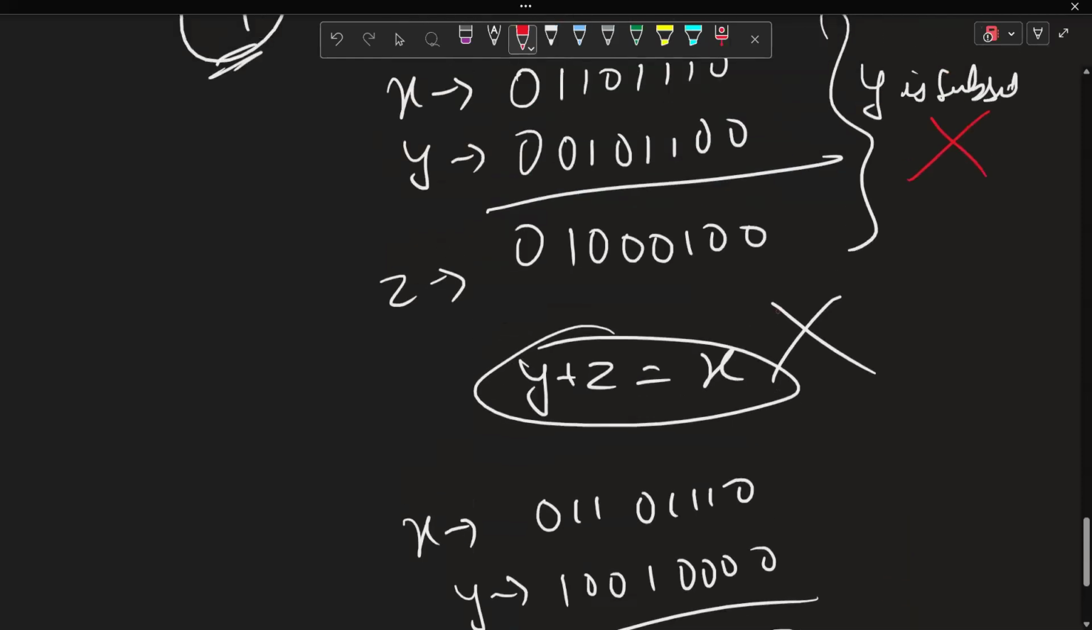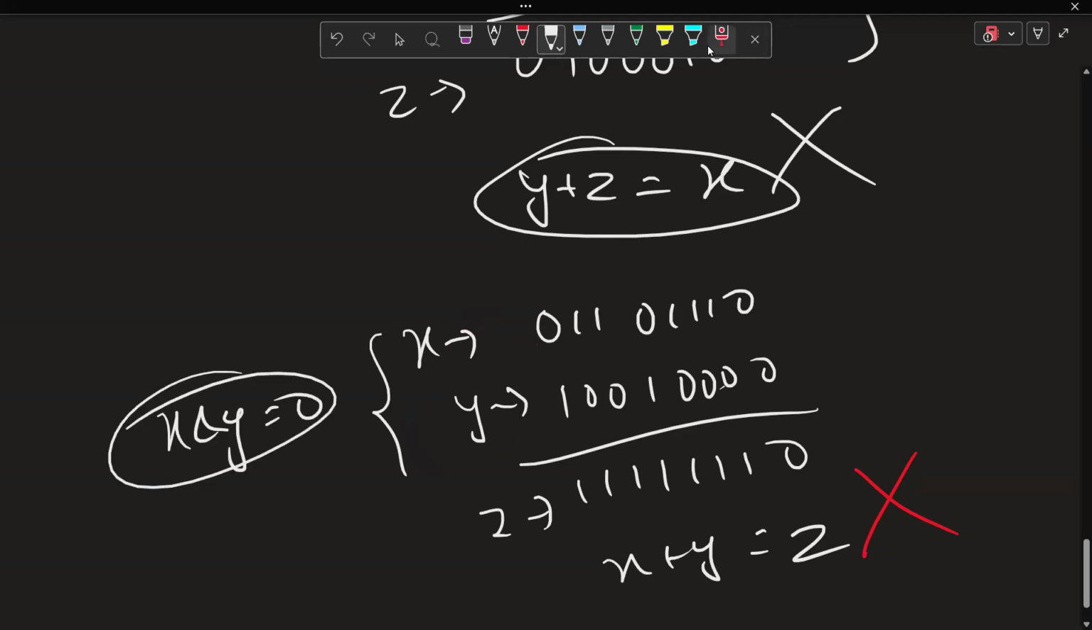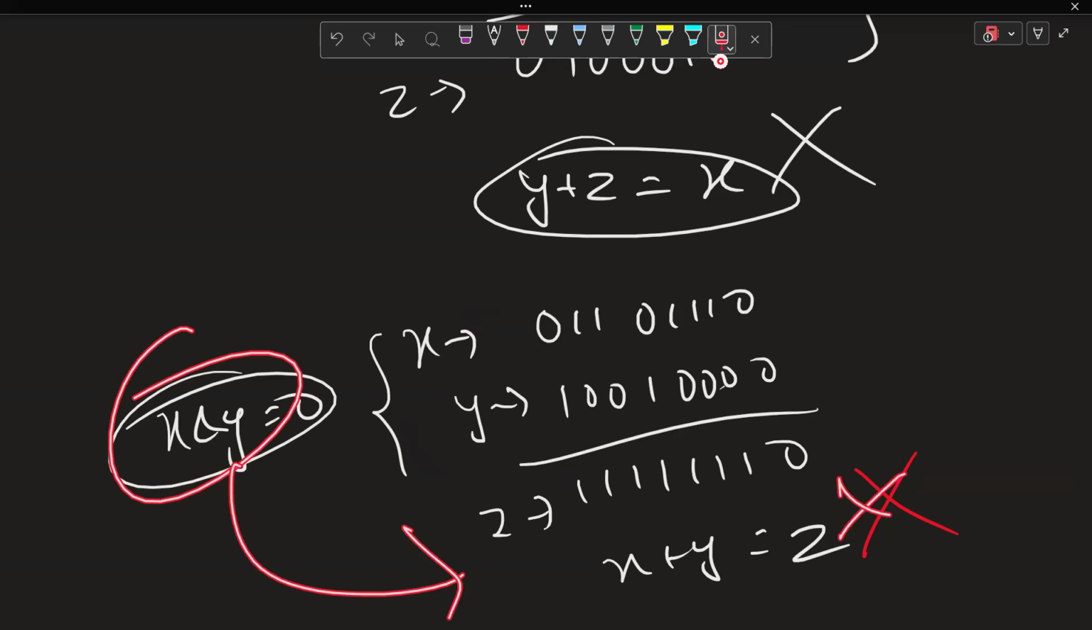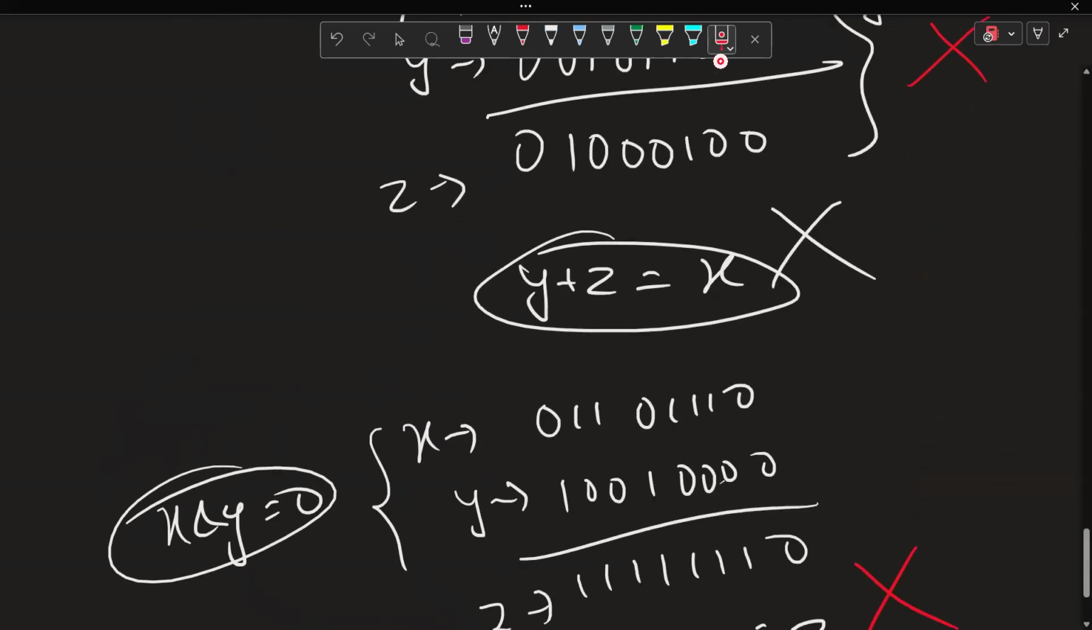So basically what you can observe here in these two cases is that the y I am picking, in this case, you can clearly observe none of the bits were common in x and y. That is, x and y was 0 here. So if I'm picking such a y, then my condition would not be satisfied. Or if I'm picking such a y where y is a subset, for that case also my condition is not satisfied. That means I need to pick some y which is a mix of both.